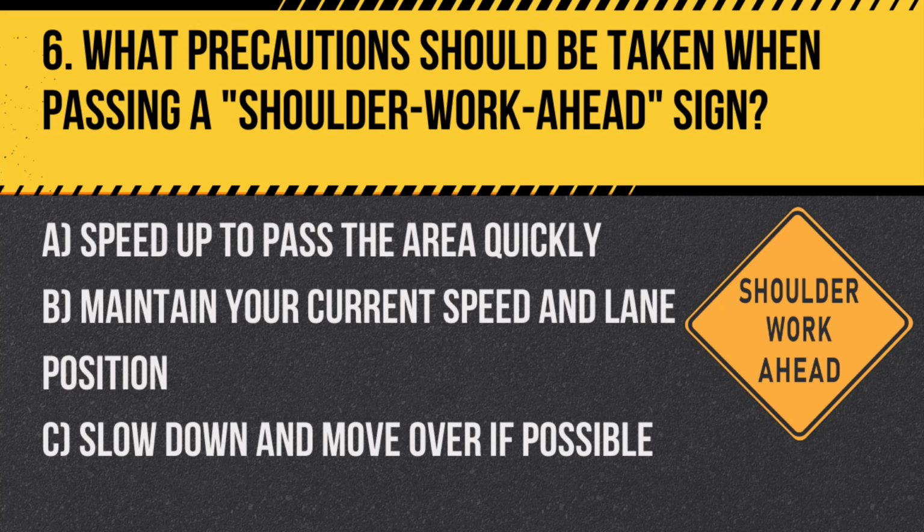Question 6. What precautions should be taken when passing a shoulder work ahead sign? A. Speed up to pass the area quickly. B. Maintain your current speed and lane position. C. Slow down and move over if possible. Answer. C. Slow down and move over if possible.